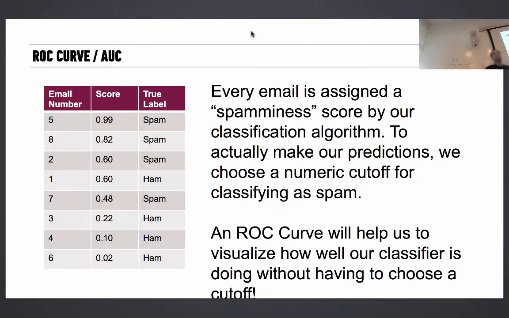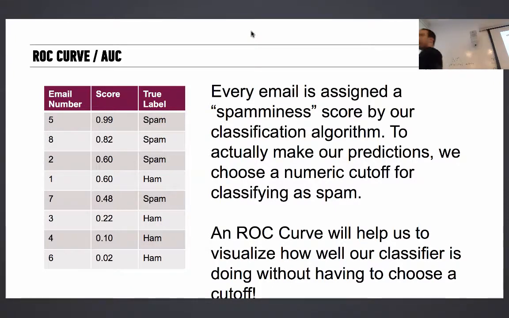So it depends on what cutoff we choose. Usually it's 50%, but we can change that. We could say only classify it if you're 90% sure. If you're 90% sure it's spam, call it spam. Otherwise, just let it go. It's fine.